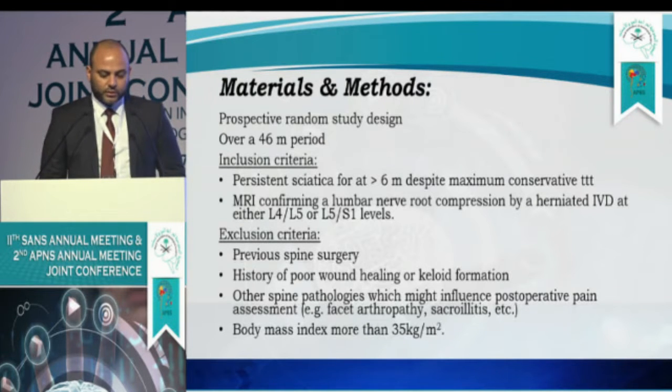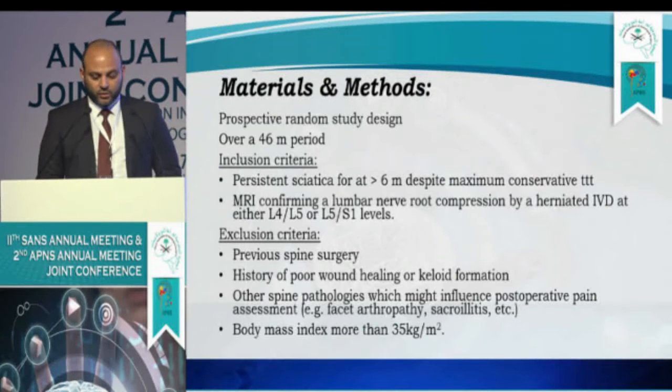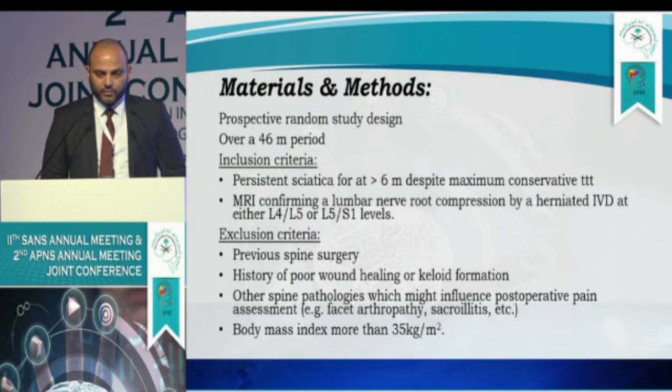To make a fair judgment, we excluded previous spine surgery because of the adhesions, any patient with a history of poor wound healing and keloid formation, because this will affect the ultimate cosmetic outcome, and other spine pathologies which may mimic sciatica, like facet arthropathy and sacroiliitis. A body mass index of more than 35 kilograms per square meter was also excluded because it affects the microscopic approach.